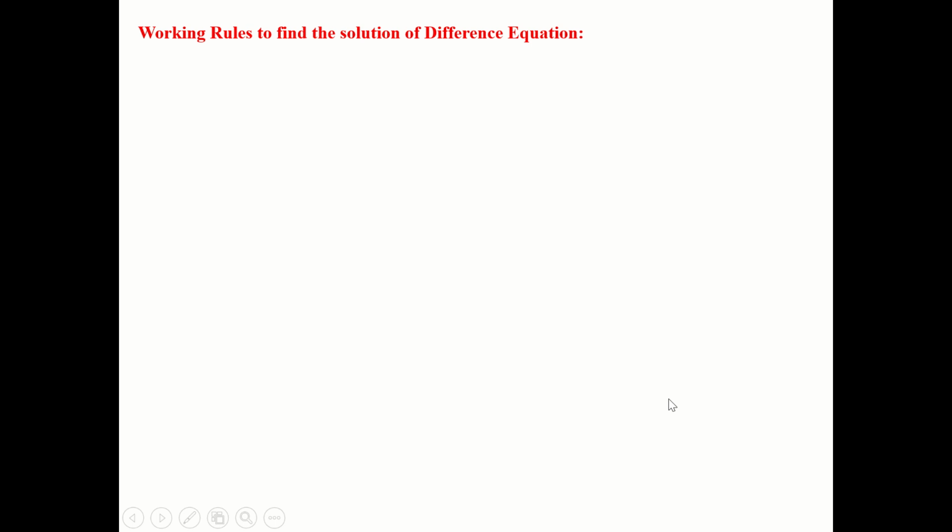We are going to solve difference equations using Z transformation and inverse Z transformation. So first, the working rule. How do we find the solution of a difference equation? The first aim is to find y(n), where Z{y(n)} = F(z), which implies y(n) is equal to the inverse Z transformation of F(z).